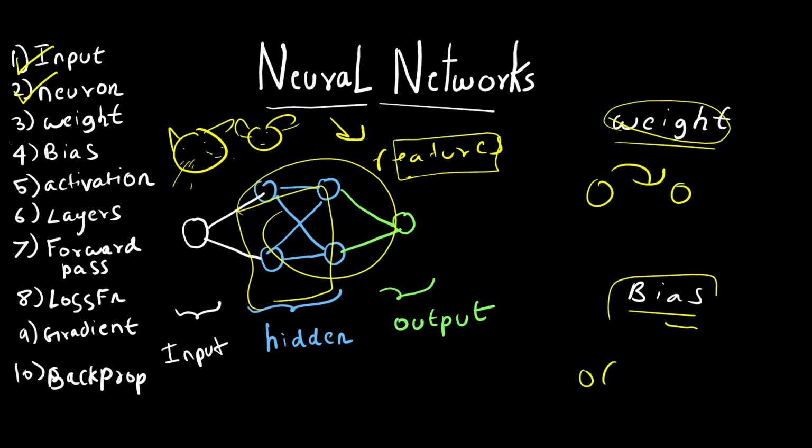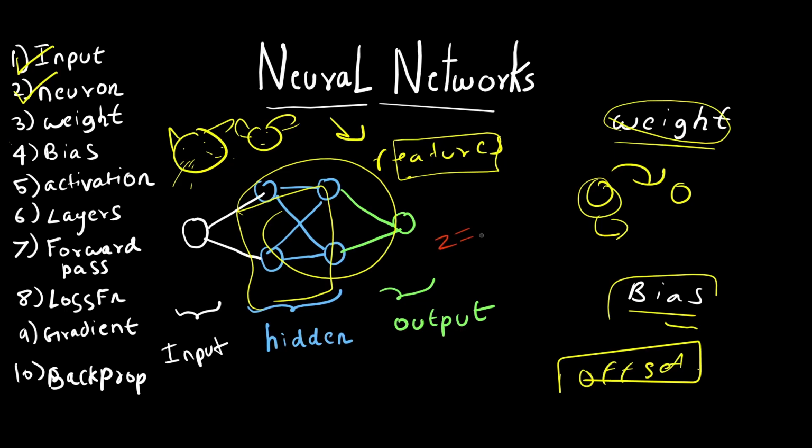Bias is an offset term that shifts the neuron's output. We have a single neuron and we shift this neuron's output. So it allows the neuron to activate even when all inputs are zero. So what does that mean? Let's see the neuron equation.